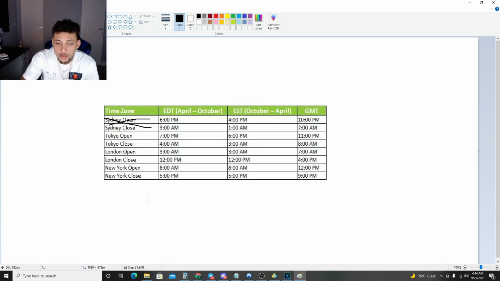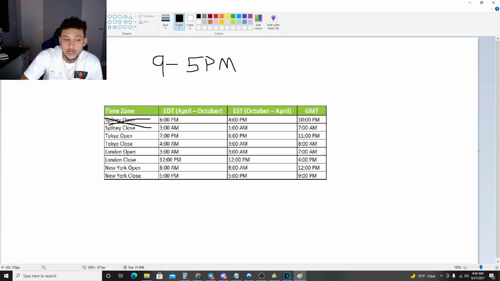Let's go based off of somebody who works potentially, let's say, a 9-to-5 job, which should be the majority of people. So we know that we're going to be busy from 9 a.m. till 5 p.m., right? So trading New York session, let's put this in perspective. Trading New York session is going to be a little bit more difficult.